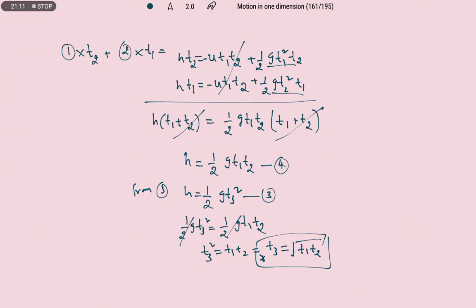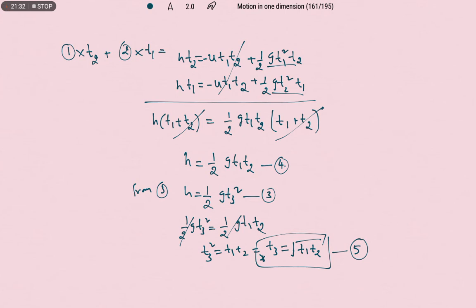We are going to get it as under root of t1 t2, because they won't mention the height of the tower. If the height of the tower is mentioned in the question, directly we can use the formula h is equal to half g t square. But here there is no mention of the height of the tower. Without giving the height of the tower, they are asking what is the time taken to reach the ground.